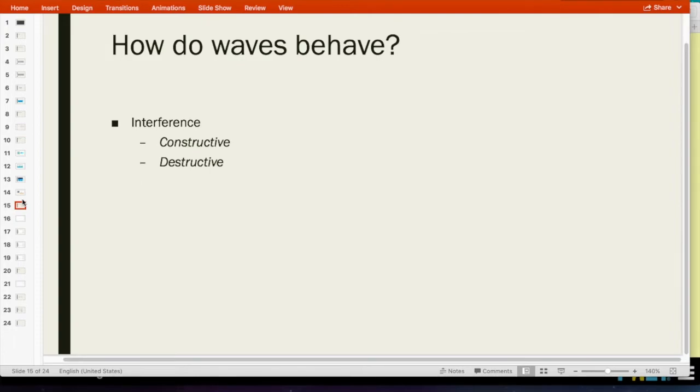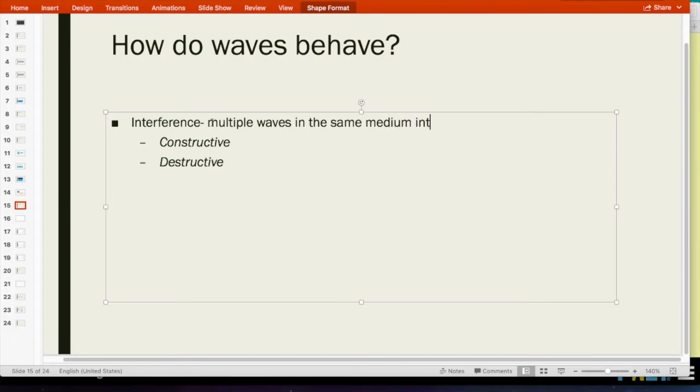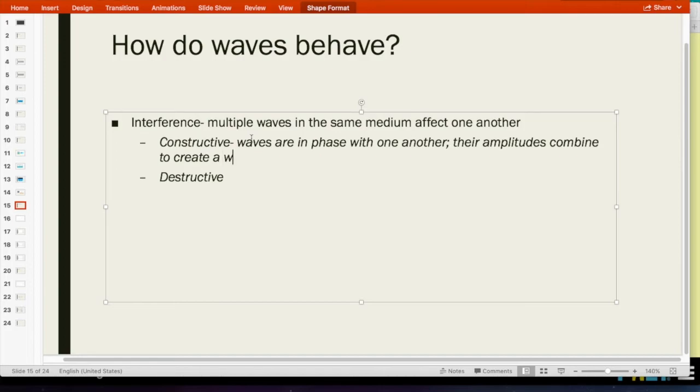The final wave behavior that I want you to know about is interference. And this is basically the idea that multiple waves in the same medium affect one another. They interfere with each other. And they do so in two ways, constructive and destructive interference. Constructive interference is when the waves are in phase with one another, their amplitudes combine to create a wave with a larger amplitude. Here's what I mean by this.